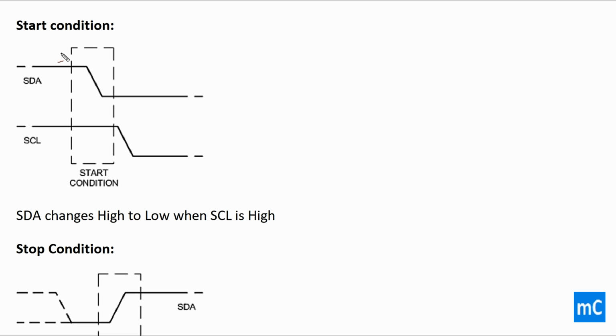This is the start condition of the I2C protocol. Here SDA is high and it changes to low. Here SCL is high. So the start condition is SDA changing from high to low. Here SDA is changing high to low when SCL is high. This is the start condition of I2C.